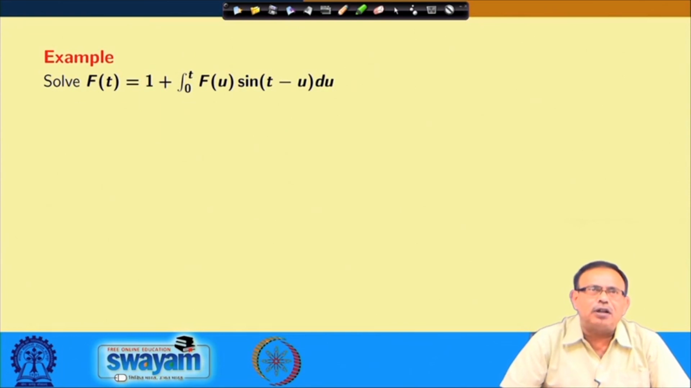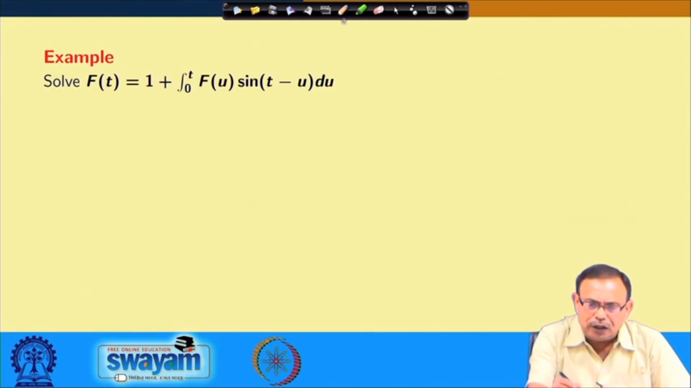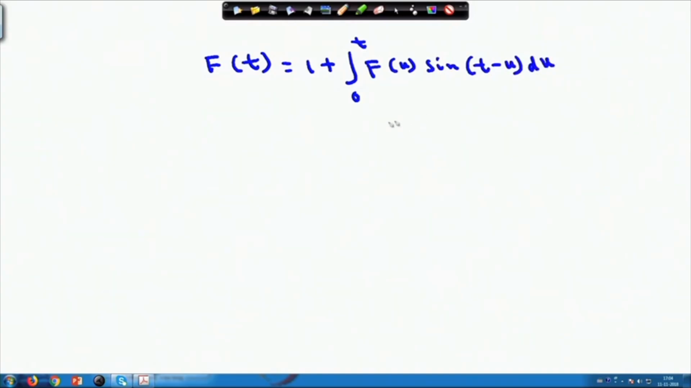Now, let us take some other type. We want to solve the equation f(t) equals 1 plus integral from 0 to t of f(u) into sin of (t minus u) du. Let us see the solution process. f(t) equals, it is given, 1 plus integral from 0 to t of f(u) into sin of (t minus u) du, and this integral is nothing but the convolution of two functions: one is f(t), another one is sin t.